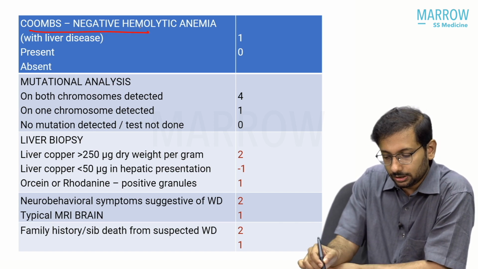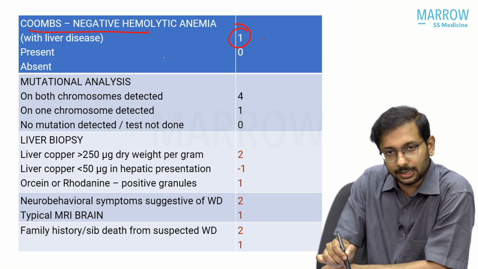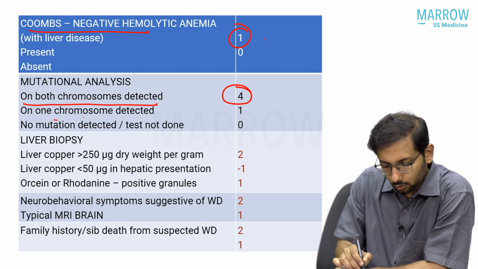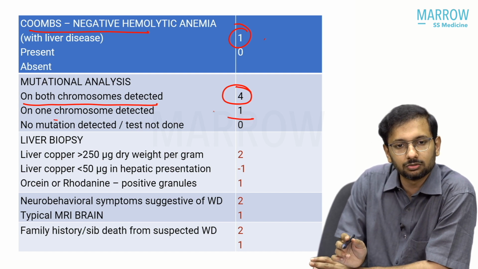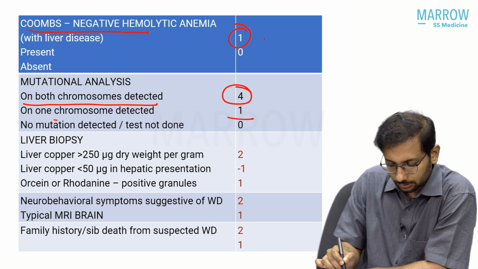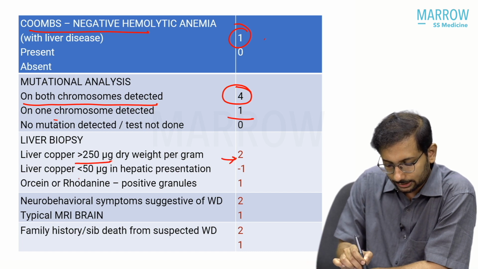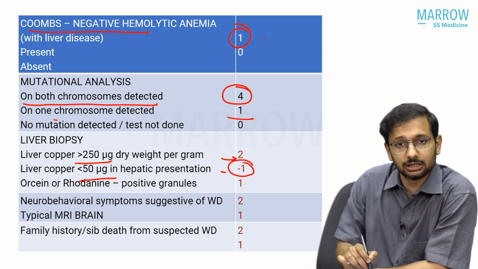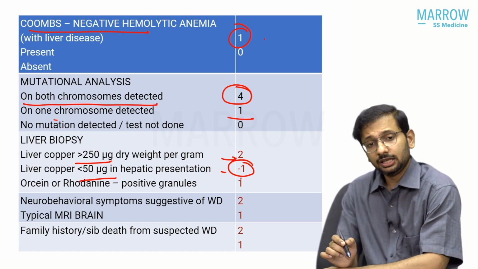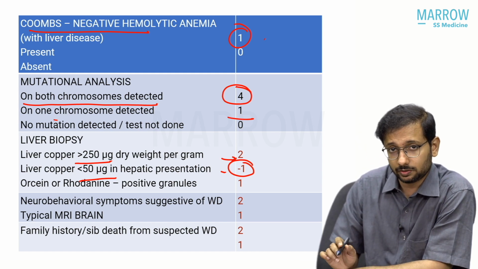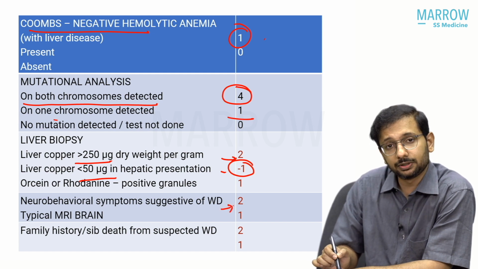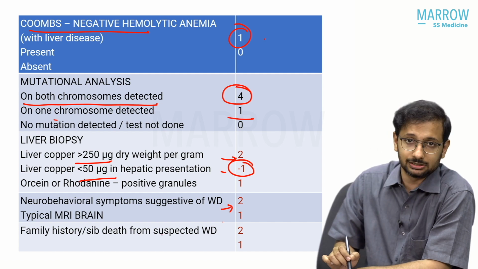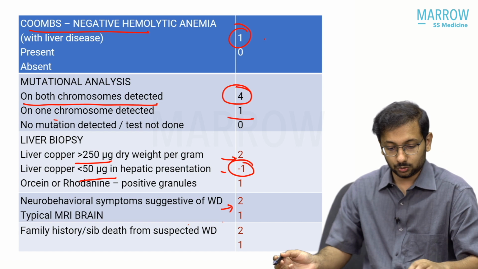Coombs-negative hemolytic anemia is the next one. If it is present, it is 1. If it is absent, it is 0. If mutation analysis detects mutations on both chromosomes, it's 4. On one chromosome, it's 1, and no mutation is 0. Liver biopsy copper, if it's more than 250 micrograms per gram, it's 2. Less than 50, it's -1. If there are orcein or rhodanine positive granules in the liver biopsy, you get a score of 1. If you have neurobehavioral symptoms suggestive of Wilson disease, you can put a score of 2, and a typical MRI gets a score of 1. If you have a family history or sibling death with suspected Wilson disease, your score becomes 2, and if it is not there, the score is 1.